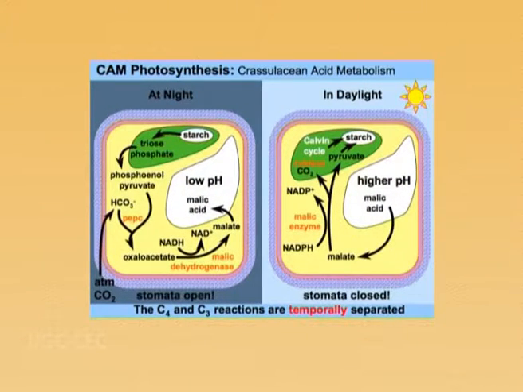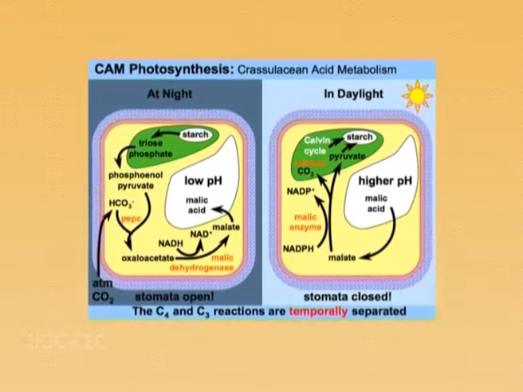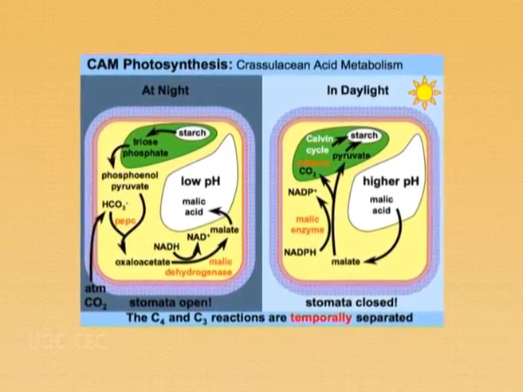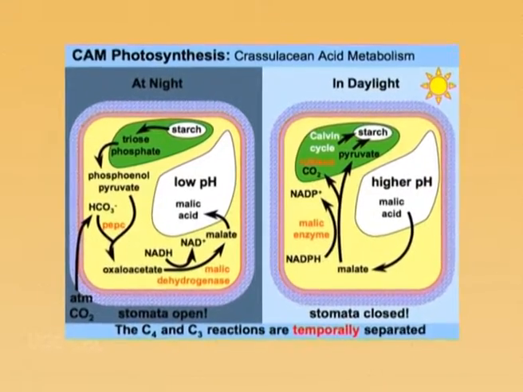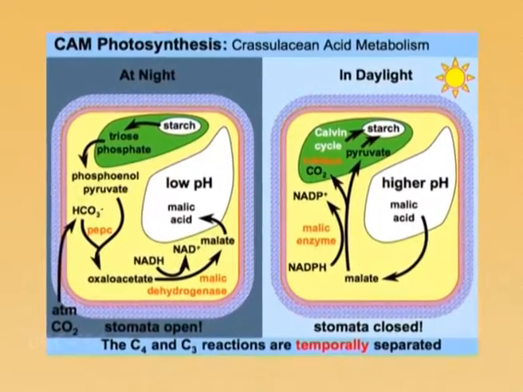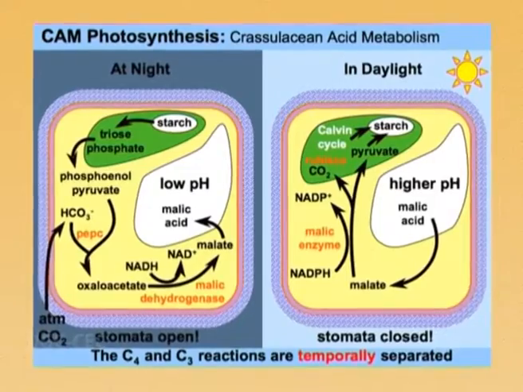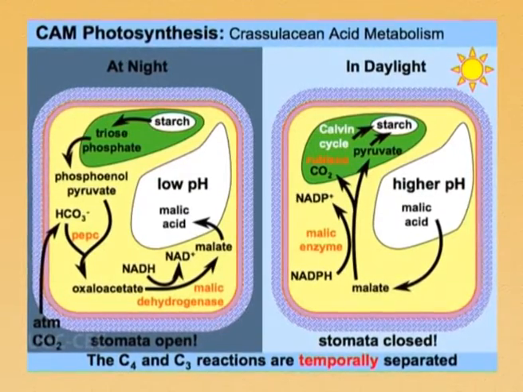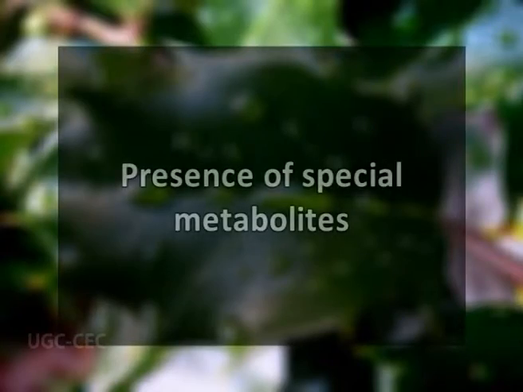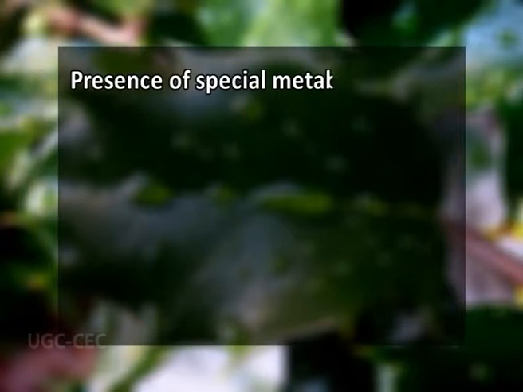The CO2 is taken up during night and the assimilate product is stored in the vacuole in the form of an acid, which then dissociates during the daytime or during light to release this CO2 for photosynthesis. One more physiological adaptation found in plants under water stress is the presence of special metabolites.